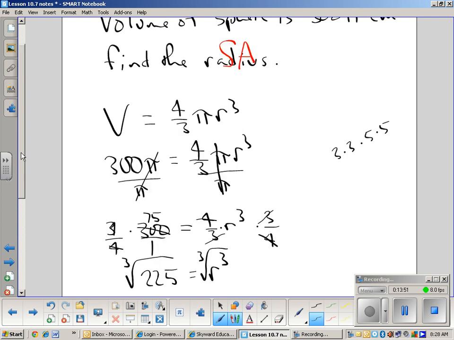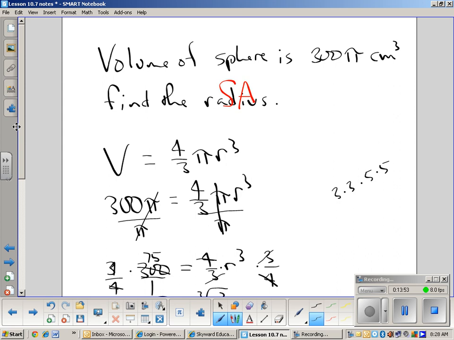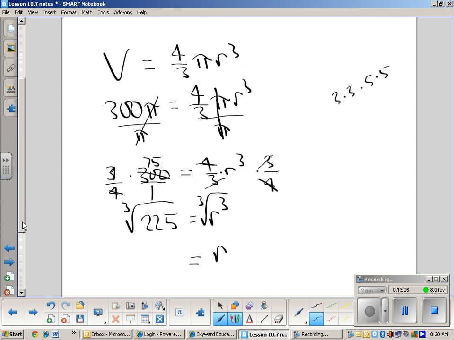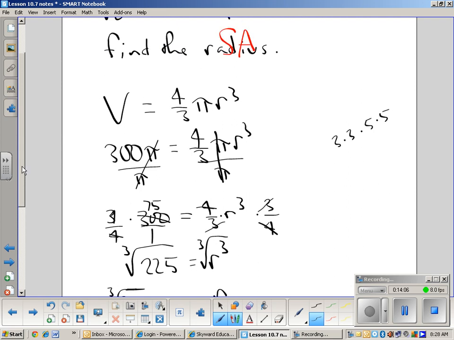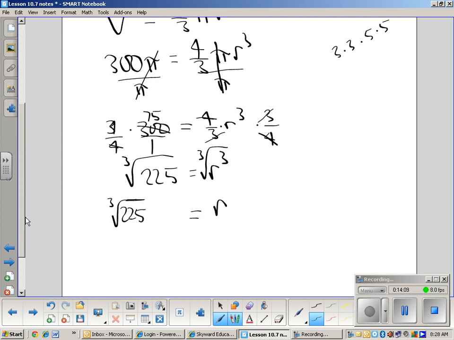In this case, I changed it. I said find the surface area. So what is the radius? What is the length of the radius? Someone tell me what is the length of the radius? Cube root of 225. Yes, exactly what it is. It's the cube root of 225.